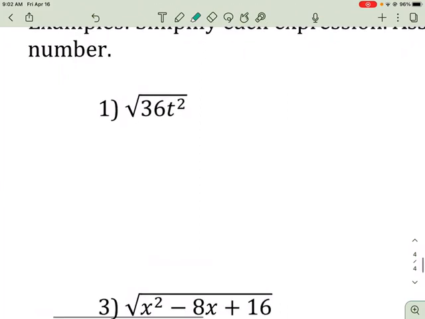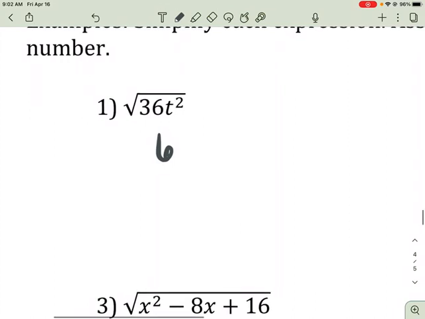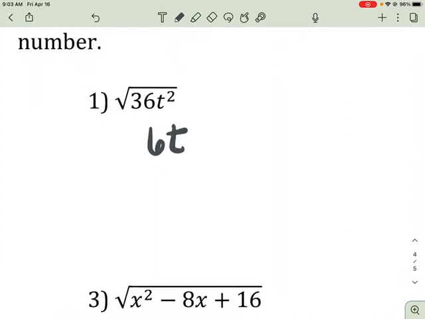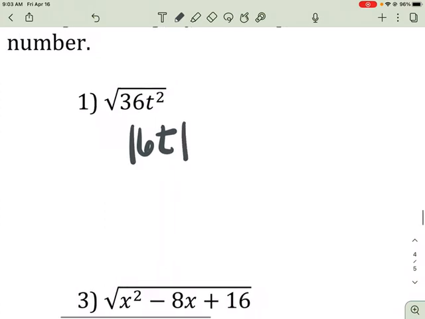Now, we know that the square root of 36 is 6. And what letter times itself? T times t gives you t squared, so our answer is t. Can we guarantee that 36 comes from a positive 6 or a negative 6? No. Do we know that t is positive? No. So we need to put that in absolute value.